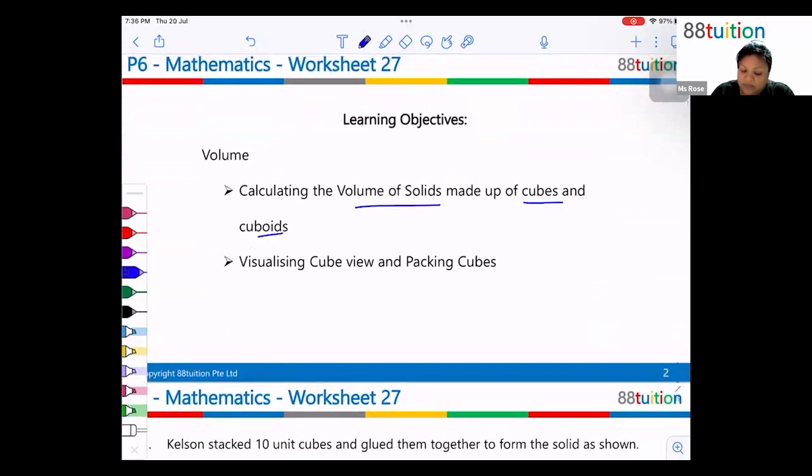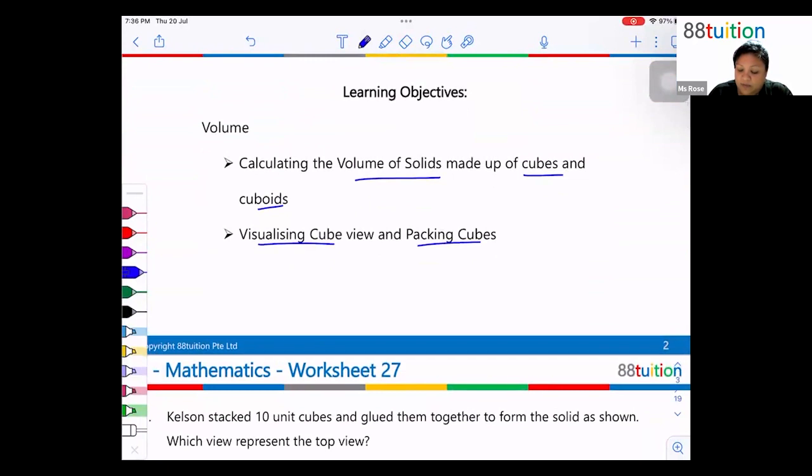Now, let's look at, we're going to go through volume of solids, which is made out of cubes and cuboids, as well as visualizing cube view and packing cubes. When it comes to packing cubes, do you know what we're talking about here? When it comes to volume, there are two types of volume that we can look at. One is volume in terms of the liquid forming cubes, and then you have cubes being packed into a cubic container or a cubical container.